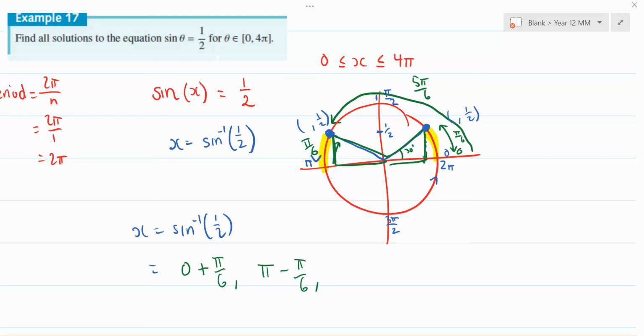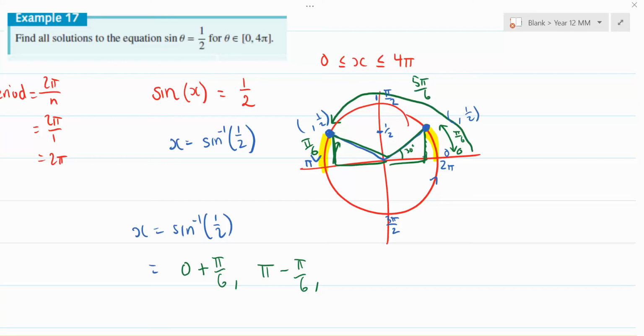If I worked out the other angle on this side, if I did sine of 5 pi on 6, it should also give me half. And then I finished at pi and I continued around the circle. I keep going around the circle, I'm still not getting any solutions, and I land back at 2 pi. But they told me to move from 0 to 4 pi, so I'm going to do another revolution.